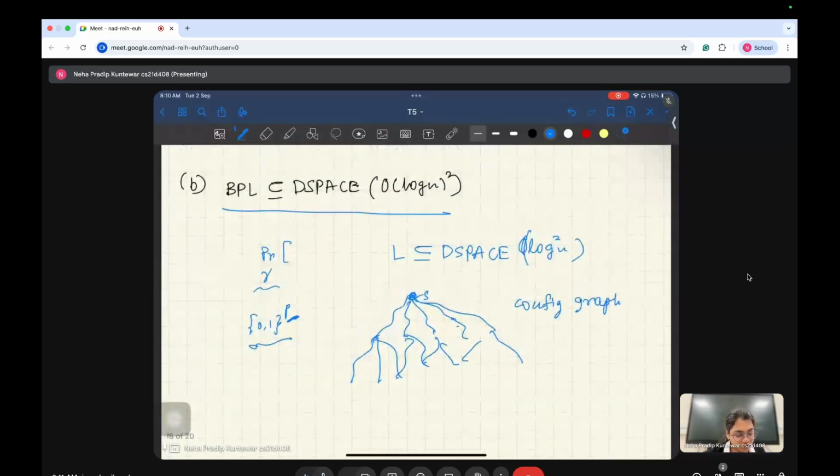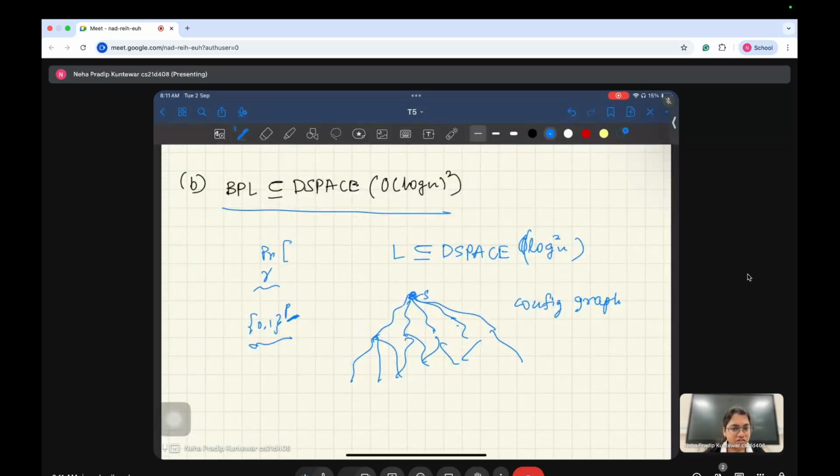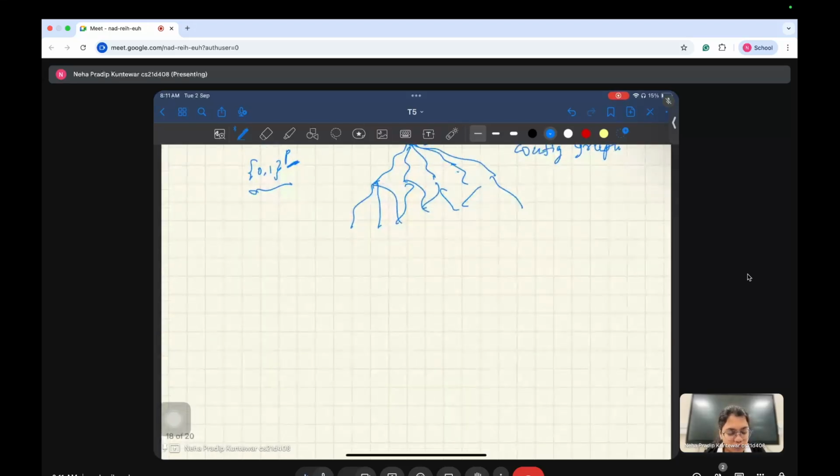So instead of going serially over it, which will take a large amount of space, because the depth of this tree could be very large, the idea is very similar. The idea is that we use the recursion strategy. You want to find out whether there is a path from the start configuration to the accept configuration in, say, k many steps.